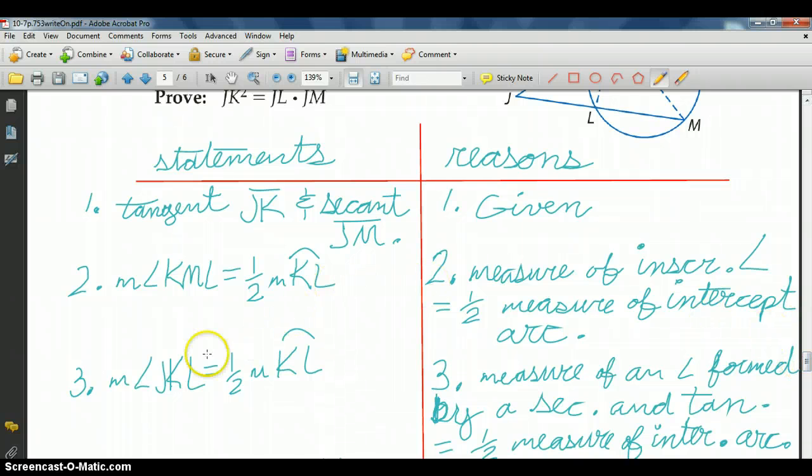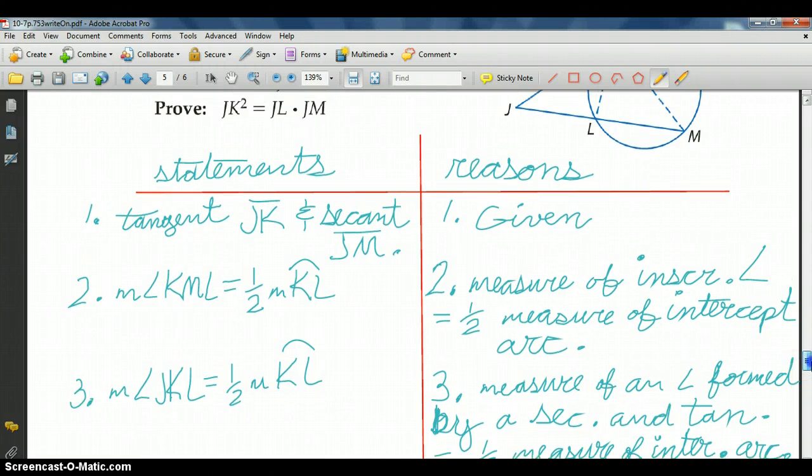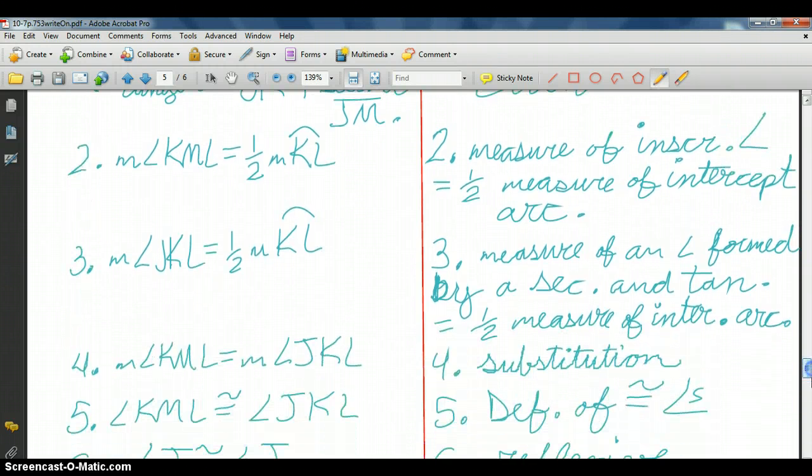And therefore I can substitute. So I can substitute the measure of angle JKL in for what it's equal to, which also shows up here. And now we have this new statement. So measure of angle KML is equal to the measure of angle JKL because they both equal half the measure of arc KL. By the definition of congruent angles, we can say that the angles are congruent because they have the same measure.